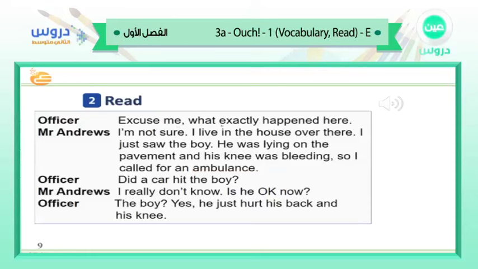Excuse me, what exactly happened here? I'm not sure. I live in that house over there. I just saw the boy. He was lying on the pavement and his knee was bleeding, so I called for an ambulance. Did a car hit the boy? I really don't know. Is he okay now? The boy? Yes, he just hurt his back and his knee.